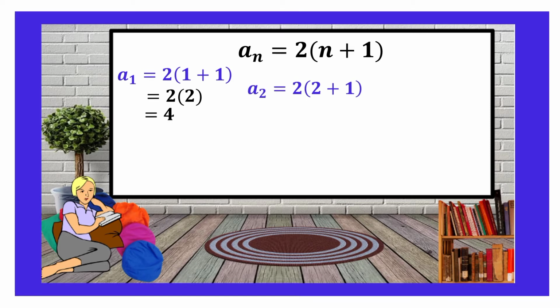What if n is equal to 2? So we have now 2 times the quantity 2 plus 1. And 2 plus 1 is 3. So we have 2 times 3 is equal to 6. And that is our second term.